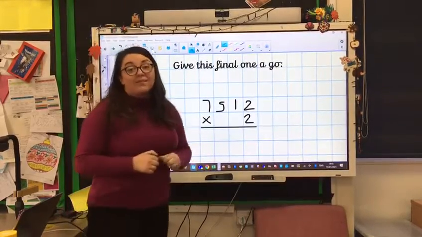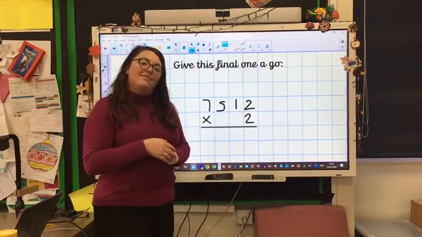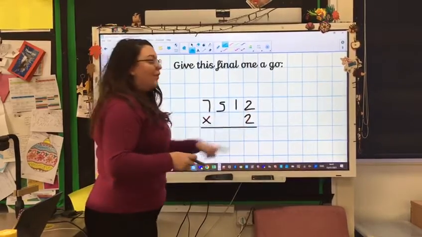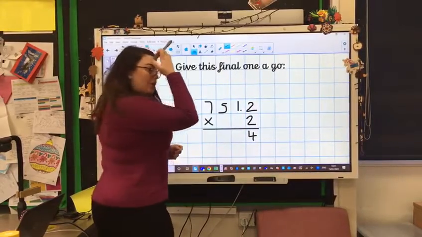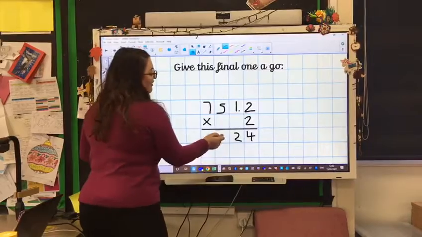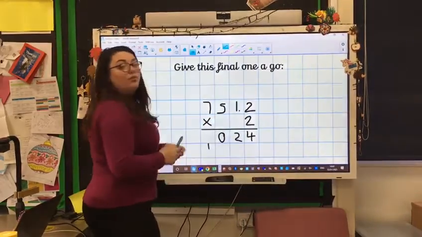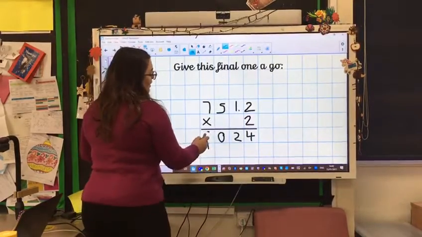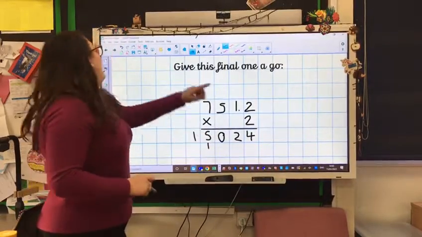Okay, next one to give a go, so work through it at home and then we'll go through the answer. Okay, so 2 times 2, nice and easy, is 4. 1 times 2 is 2. 5 times 2 is 10, so we put our 0, don't forget to carry over your 1. 7 times 2 is 14. Add the 1 that's been carried over, which makes it 15. So your answer should be 15,024.